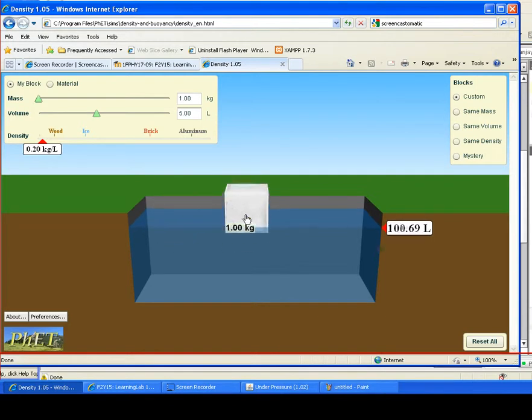So now I've put this block into the water. I've verified that its volume is 5 liters. Now I'm going to start slowly increasing the mass. Can you tell me the density of water in kg per liter? It's 1000 kg per meter cube. So what's it in kg per liter?